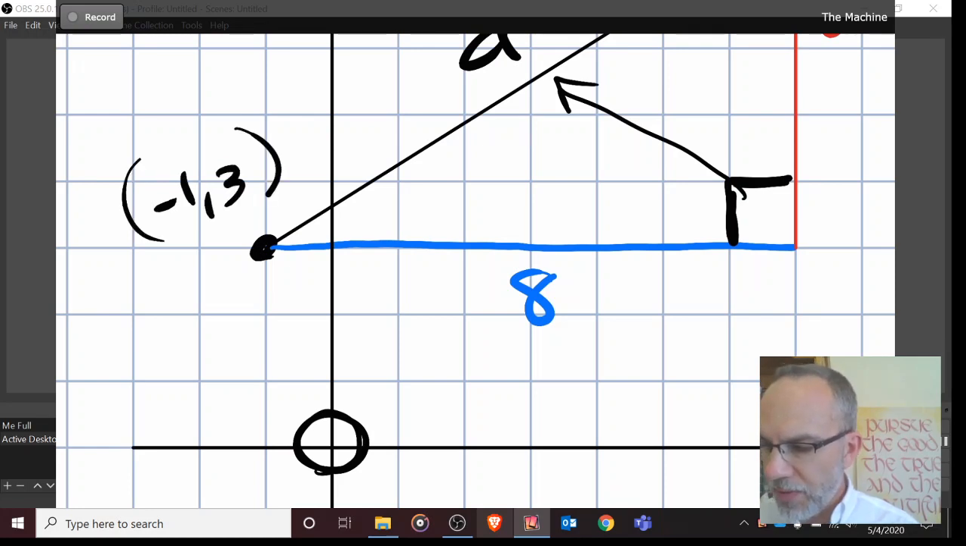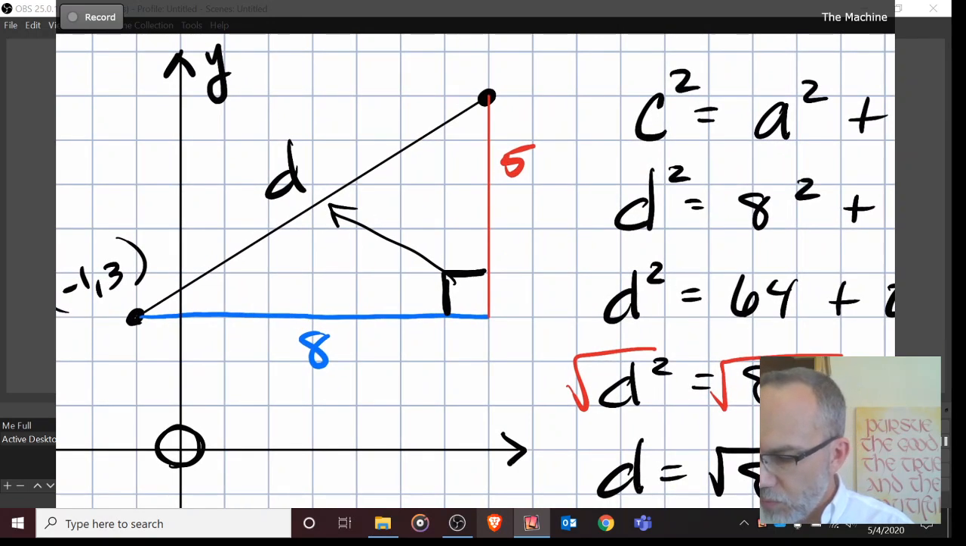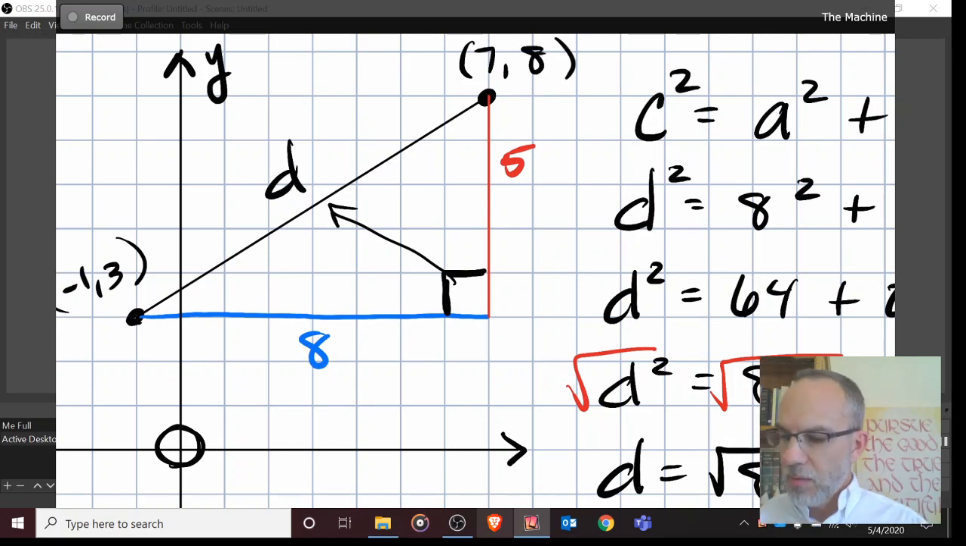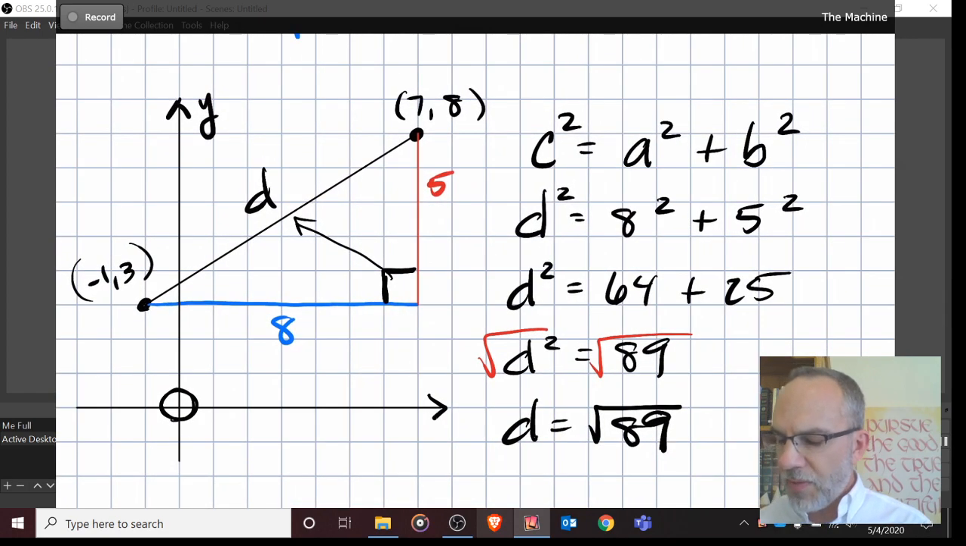So there's my ordered pair. Now the second point is going to be 1, 2, 3, 4, 5, 6, 7. Way up here, 7, and then up. 1, 2, 3, 4, 5, 6, 7, 8. There we go. Okay, so now I've got the location of those ordered pairs.